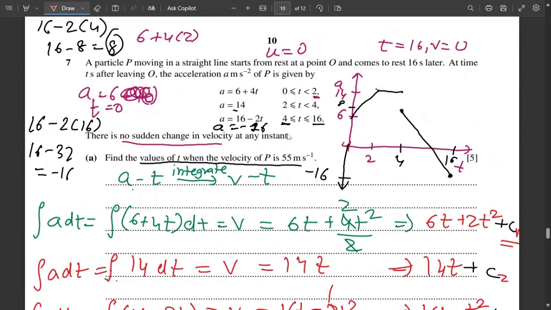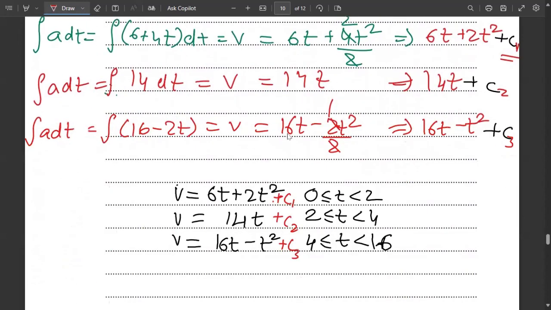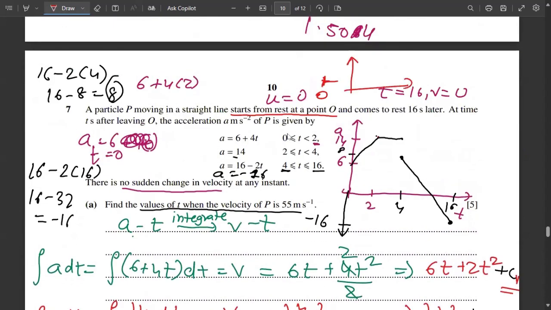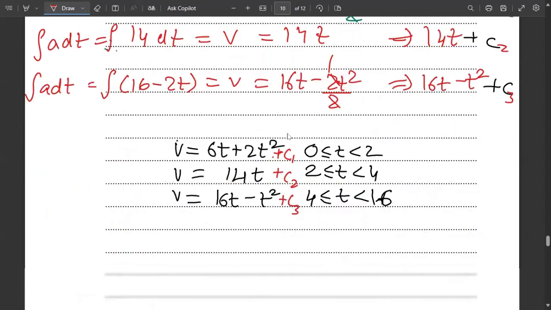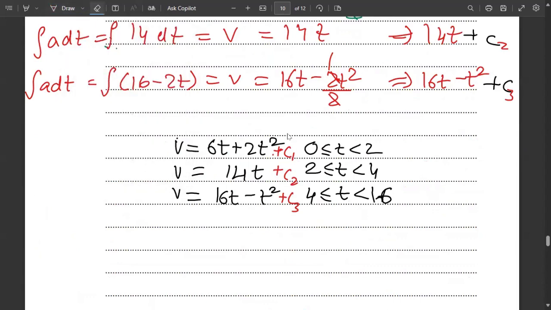Why? Because they have told the particle starts from rest at point O. That means initially when it starts moving, it will be at rest. And what is this c? This c is nothing but the y-intercept. If we have a graph, in this velocity time graph, when will it touch 0? It will touch because it starts from rest at point O. That means at time t equals 0, the velocity will be 0. So initially it is at 0 comma 0, which is the origin point O. So the c will be 0 here. So c1 is 0. We figured that out.